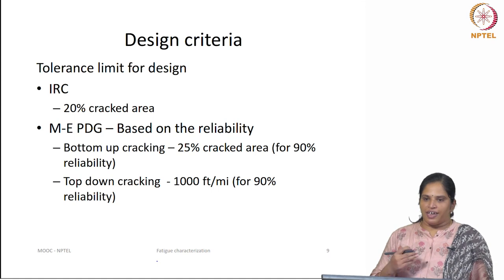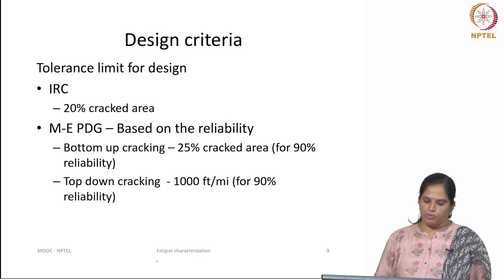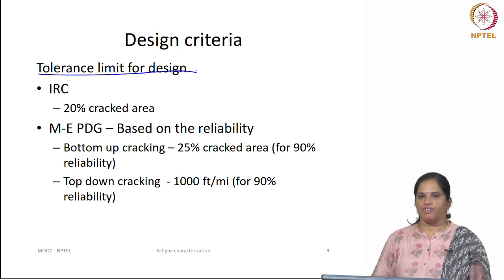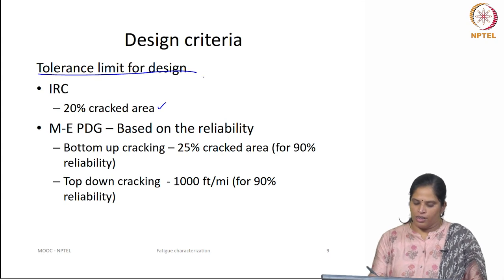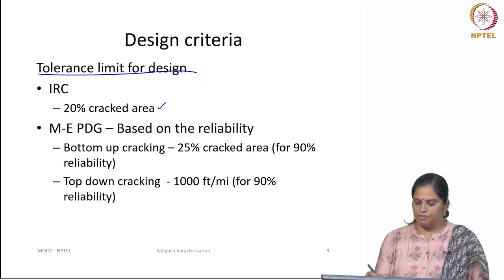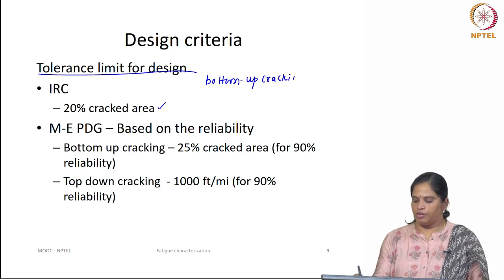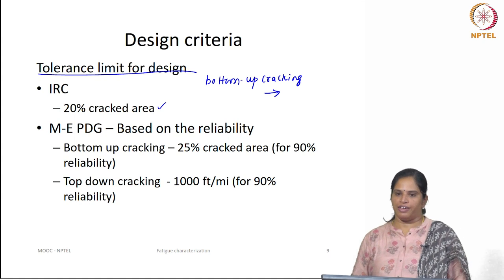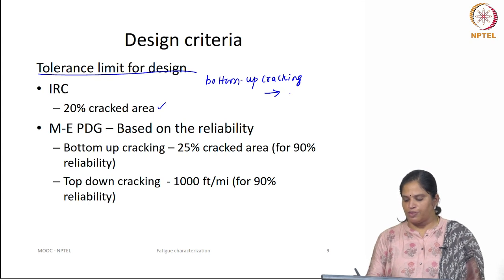So, when do we say that the pavement has fully damaged or cannot be used further for traffic movement? There is a tolerance limit defined for the design. IRC defined the tolerance limit to be a 20% cracked area. Here, for bottom up cracking and top down cracking, in terms of units, bottom up cracking as per IRC will be something like a map crack, and we do not have any issue in defining the units for bottom up cracking in terms of percentage area.